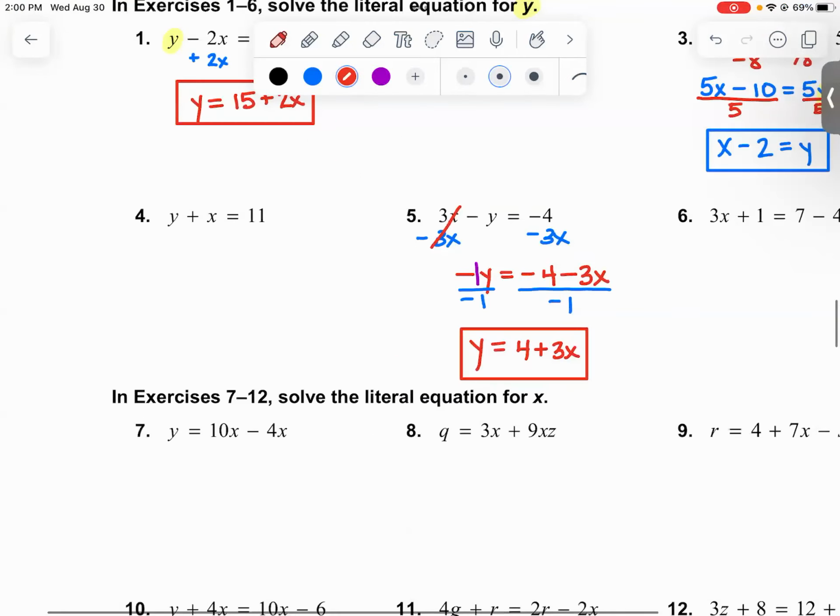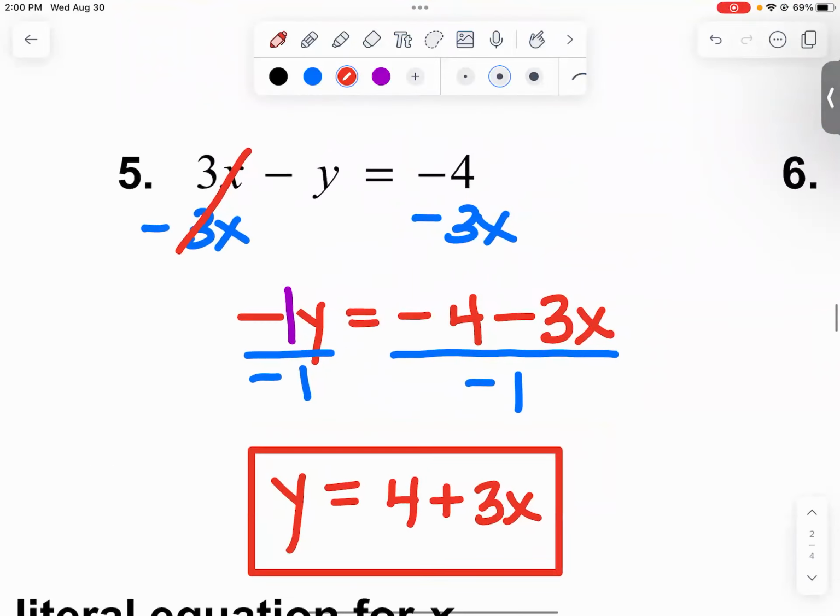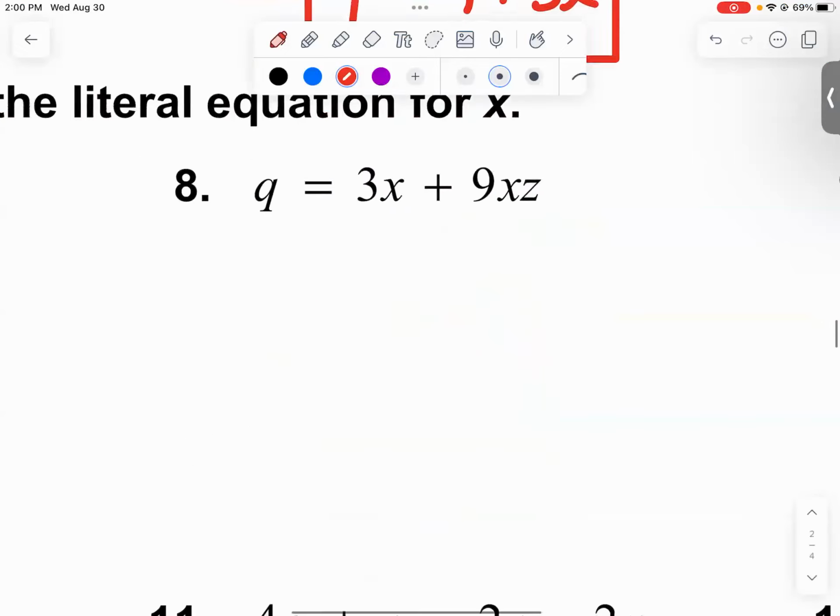All right, we're now gonna come down to problem number 8. Okay, guys, I can't hear the question. Say that again. Whenever you're dividing by negative 1, right, negative 4 divided by negative 1 is gonna give us positive 4. And minus 3x divided by negative 1 will give us plus 3x. Does that answer your question? Okay. Now, we're gonna come down here to number 8.